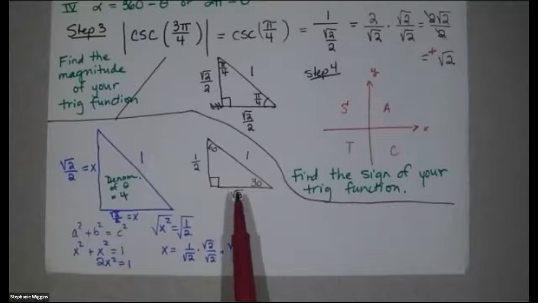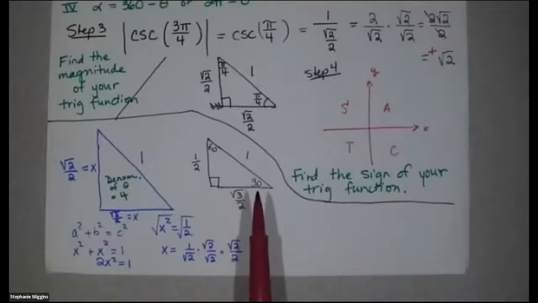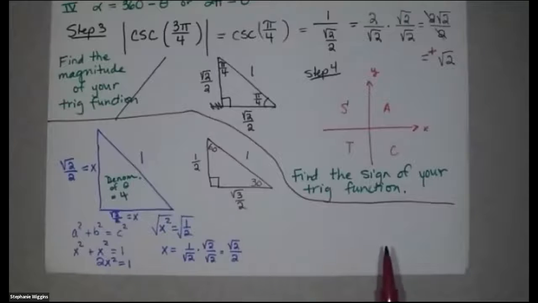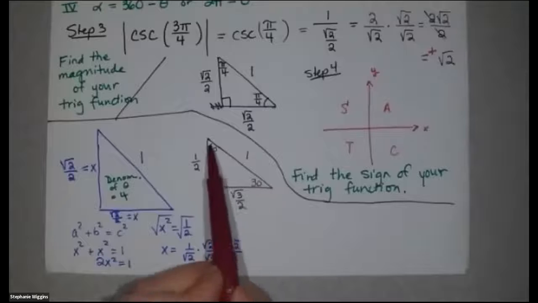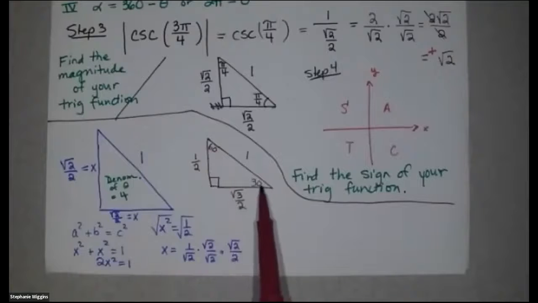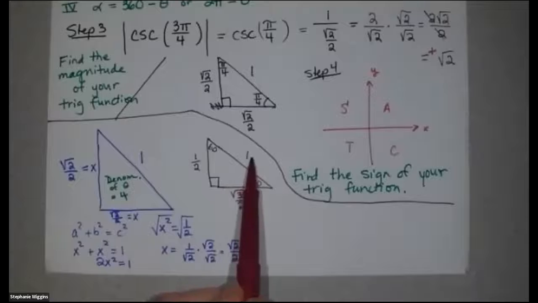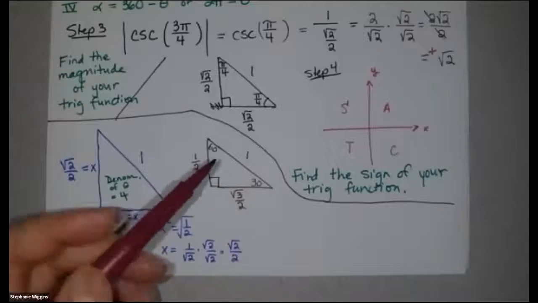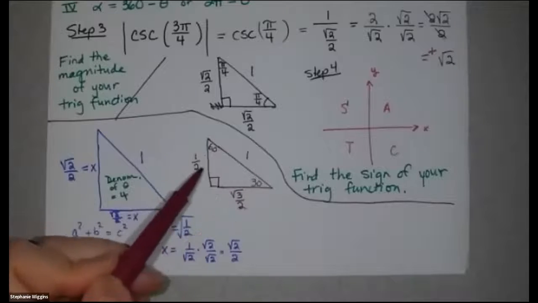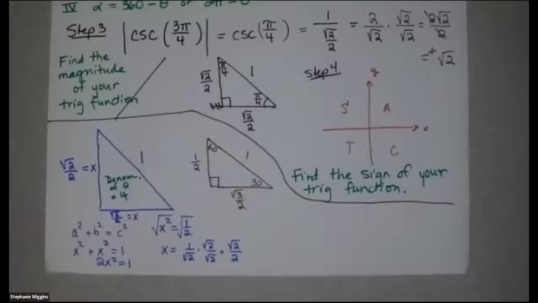And the way you come up with this is you take an equilateral triangle, each side having length 1, and you cut it in half, and then you use the Pythagorean theorem, and you get these numbers, okay? But the point is, depending on what angle you have, if you have 30, this will be your opposite, this will be your adjacent, this will be your hypotenuse. And if you have 60, this will be your opposite, this will be your adjacent, and that's your hypotenuse, okay?